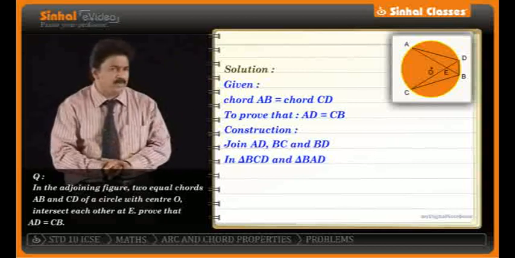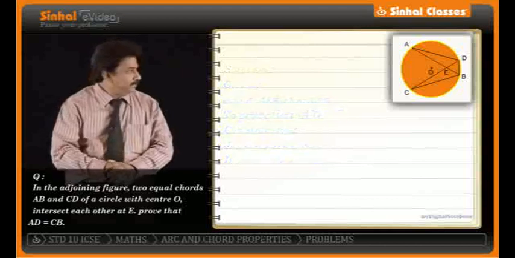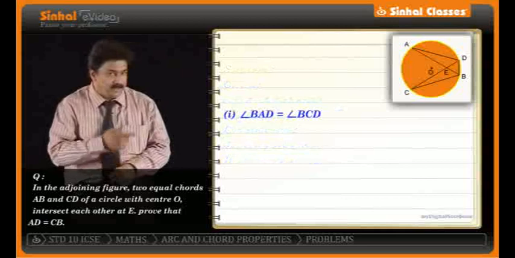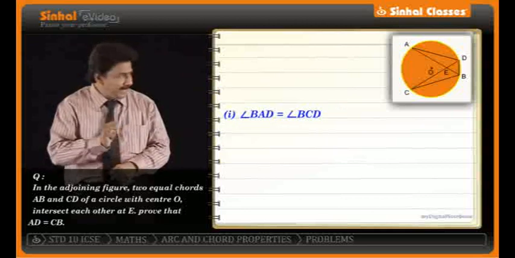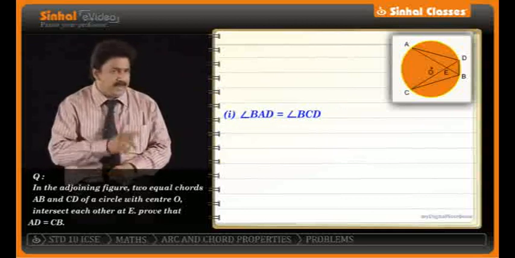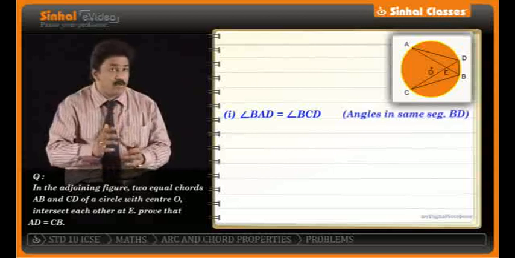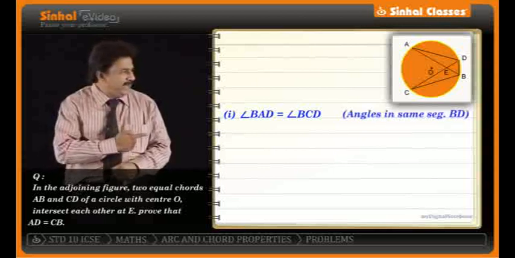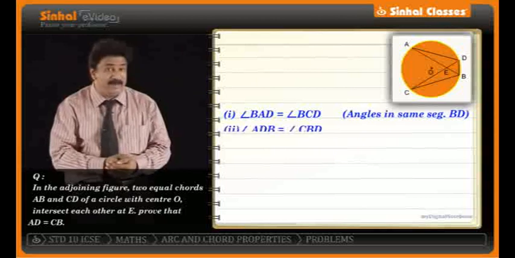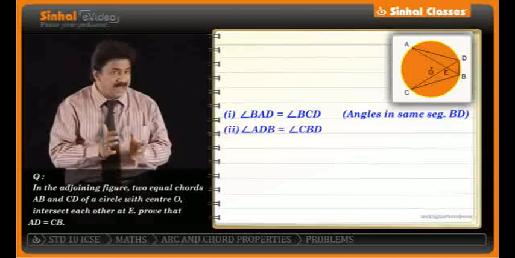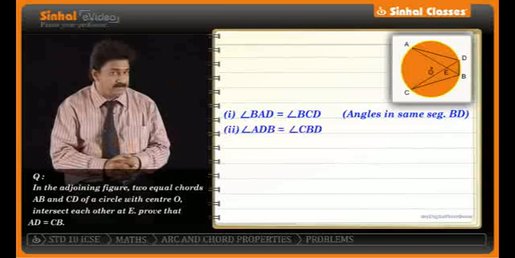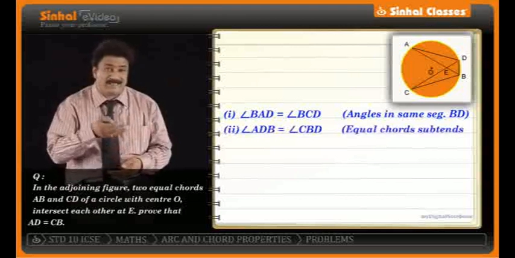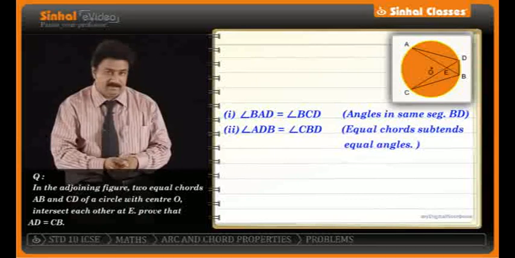How do I go for it? How do I proceed? First step. Angle BAD is equal to angle BCD. Can you see those two angles are equal? Yes. By which property? Angles in the same segment are always what? Equal. What else? You get angle ADB is equal to angle CBD. Because these both angles are facing equal chords. So what do I come to a conclusion? Equal chords always subtend equal angles.